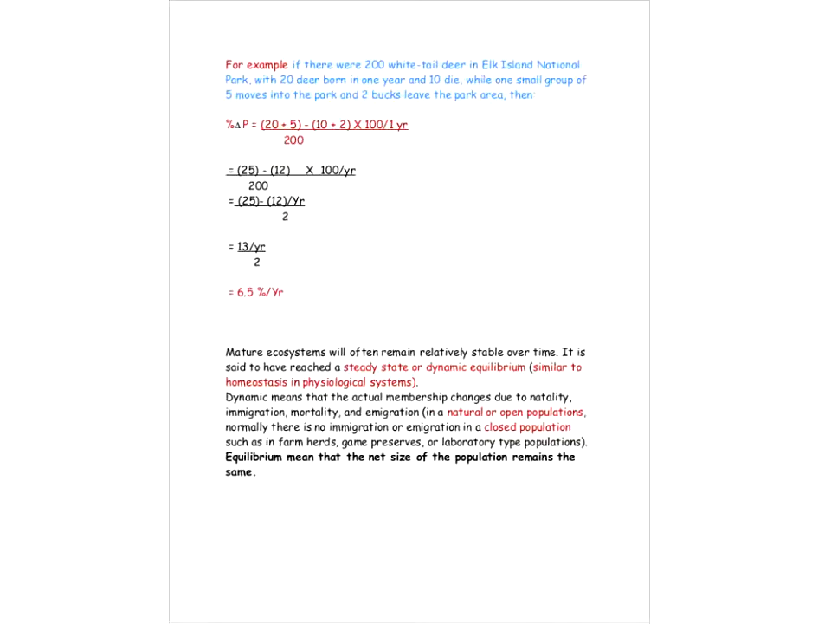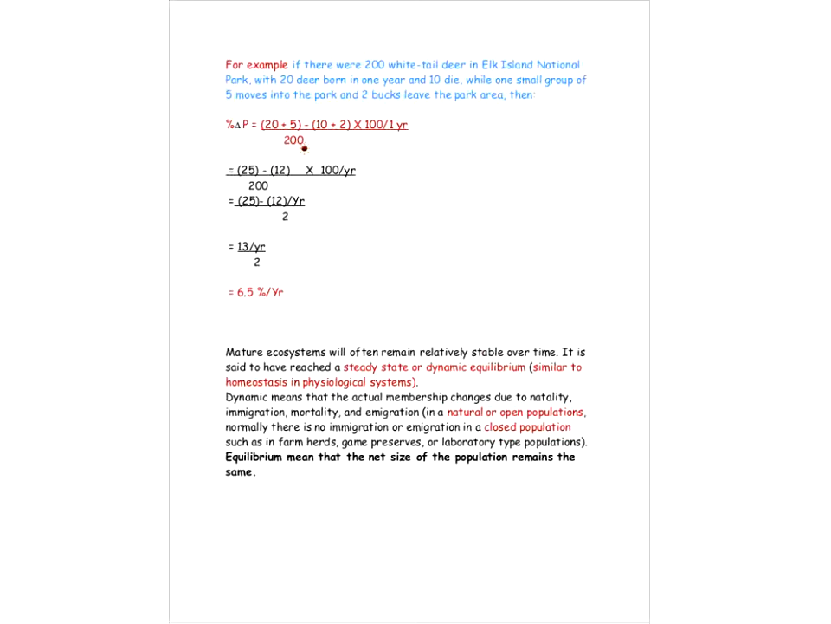Going on to the next screen, here's an example. We've got 200 white-tailed deer, 20 born, 10 die, and then 5 move into the park, so that 5 is going to be immigration. 2 leave the park, so those 2 are going to be emigration. The things causing it to go up are the 20 that are born and the 5 that move in. Then we subtract off the 10 that die and the 2 that are leaving the park. When we plug it into this formula, we get 25 minus 12, which is 13 per year, divided by the 2.